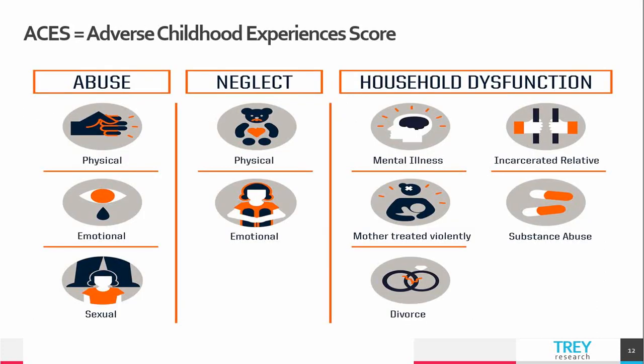And we're going to look again, so we're focusing this first piece, the first half of our presentation, really on the impact of childhood attachments and a sense of security, as well as the role of trauma. So we're looking at the adverse childhood experiences score. Now we have ACEs: abuse, neglect, household dysfunction. Under abuse, you're looking at physical, emotional, and sexual abuse.